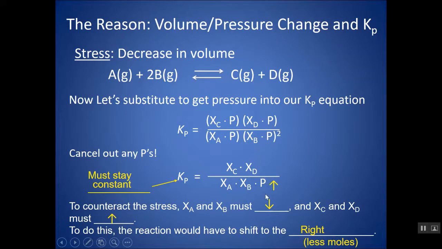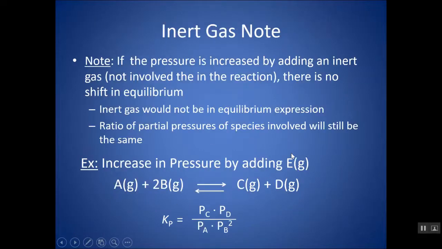But it does affect it if you don't have the same number of gases on either side, because the total pressure will not drop out. Okay, so note, inert gas note. Sometimes they might mention that the pressure is increased by adding an inert gas. So that's not changing the pressure by changing the volume. That's changing the pressure just by adding something that's not involved in the reaction. And if that's the case, there's no shift in equilibrium. Why? Because the inert gas would not be in the equilibrium expression, and your ratio of the partial pressures will still be the same.